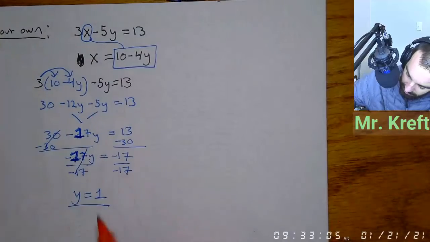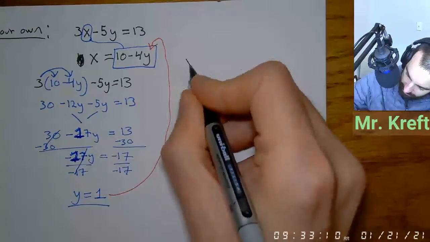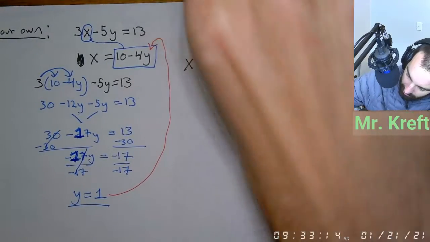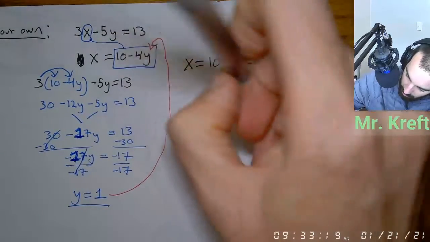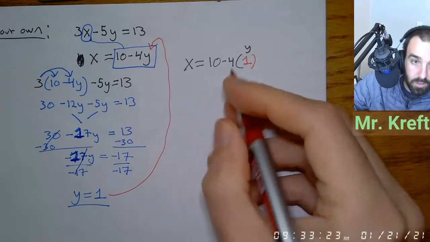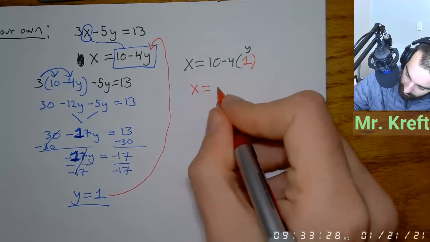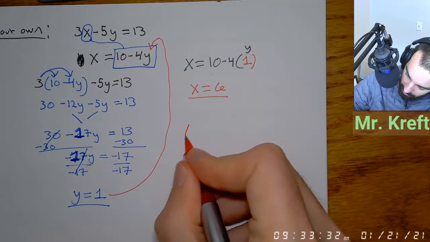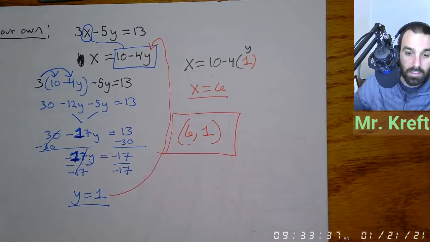So then I'm going to take this and plug it back in. So I'm going to get x equals 10 minus 4 times 1, right? This was my y. So negative 4 times 1 is just negative 4. 10 minus 4 is x equals 6. So my answer here is going to be 6, 1.